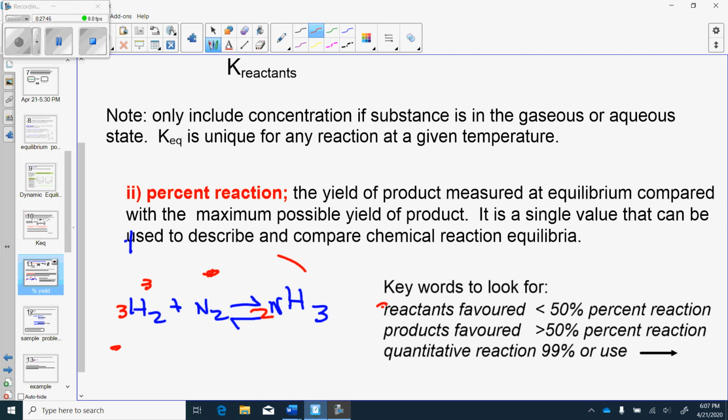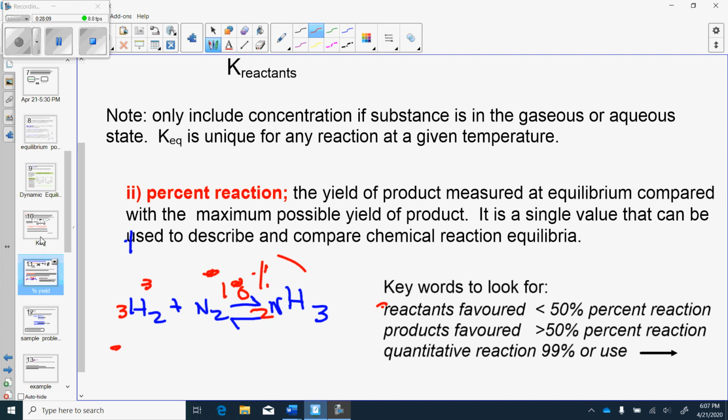So the percent yield for this, let's say it's 18. We write that percent yield right over the arrows. Now, reactants or products, which ones are favored? It's less than 50%, so reactants are favored. Equilibrium is reached early. Okay, so that's how percent yield works, and it gives us a numerical value.